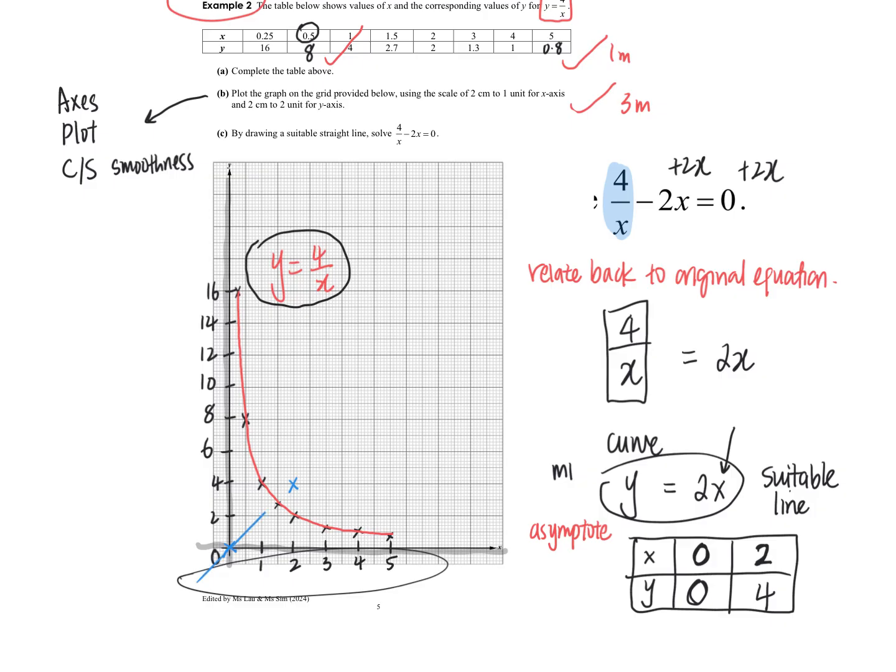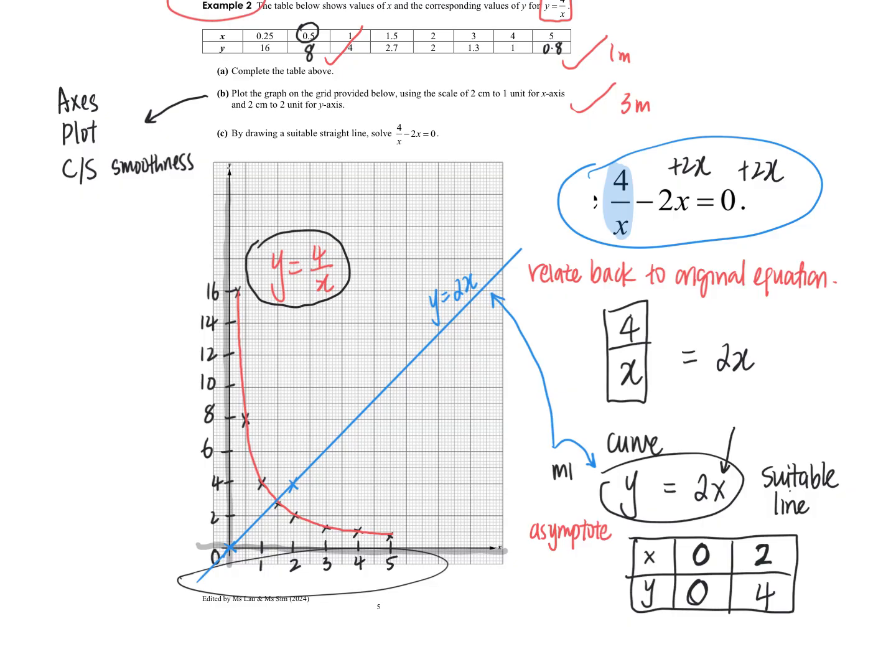So this is the equation that says y equals 2x. Once you draw this, you will get the mark. What they want you to do is solve this, which means they want you to equate the curve to the line. So they want you to read the solution here. You go and read it carefully.